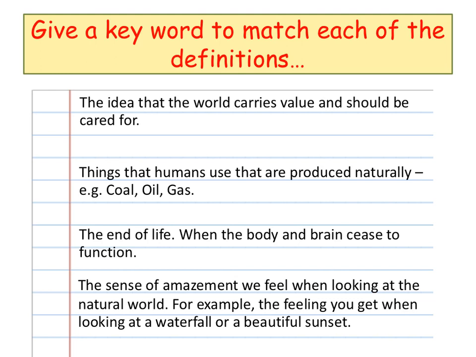Number 18. Things that humans use that are produced naturally, for example, coal, oil, and gas. Number 19. The end of life, when the body and brain cease to function. Number 20. The sense of amazement we feel when looking at the natural world, for example, the feeling you get when looking at a waterfall or a beautiful sunset.